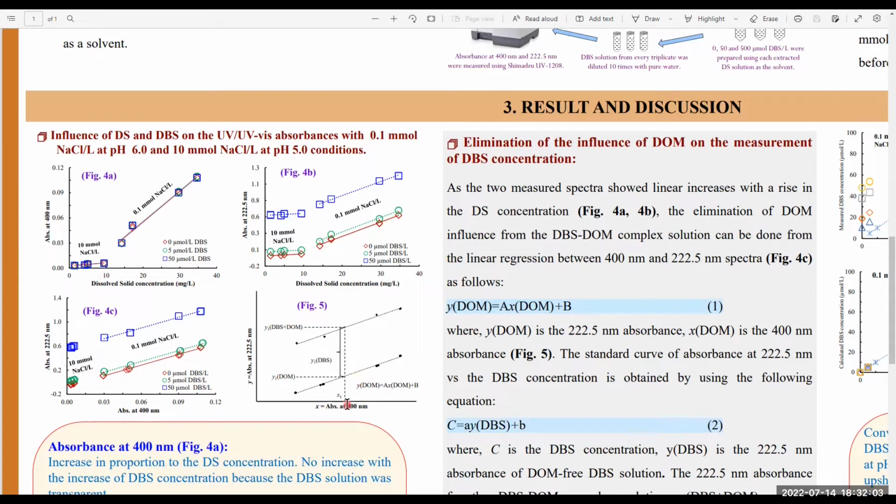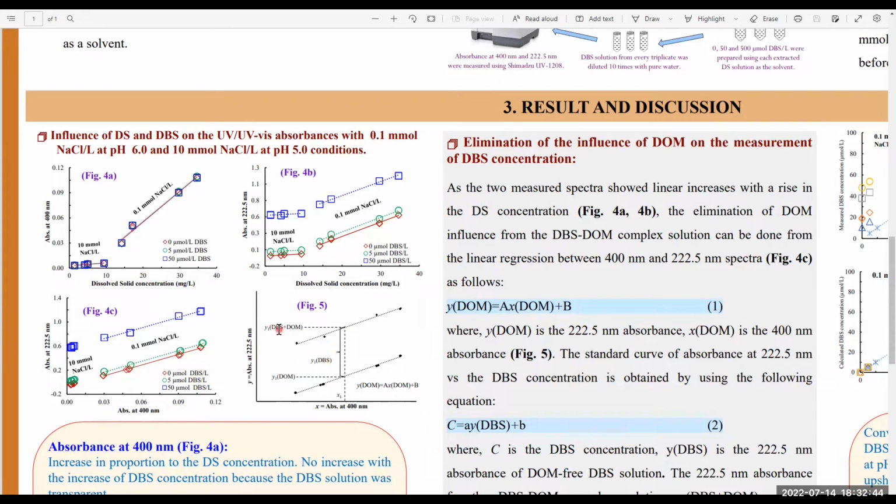From this relationship, we section it. So this portion only represents the absorbance of the UV 2 to 2.5 nanometer spectrum because of the dissolved organic matter. And this whole area represents the absorbance because of DVS and DOM together. Therefore, we can see this middle portion only represents the absorbance of DVS in 2 to 2.5 nanometer.